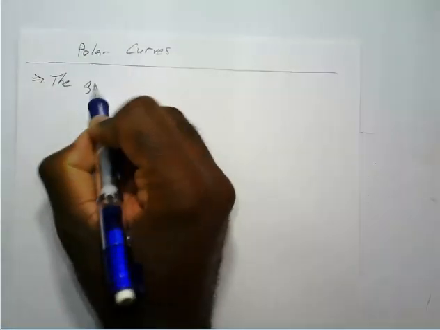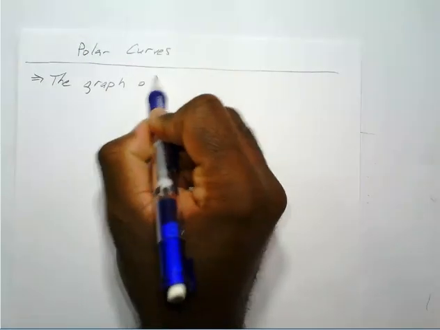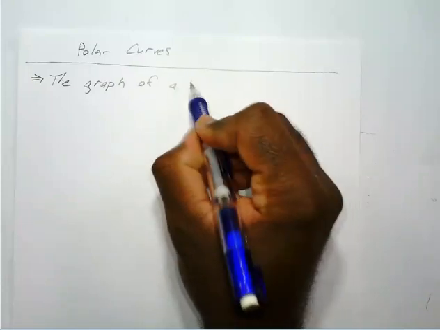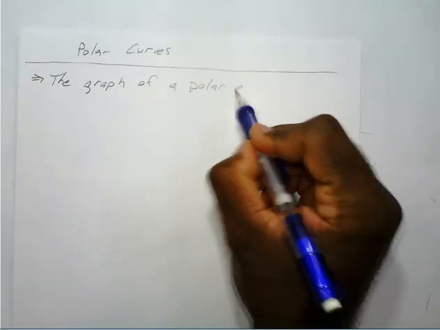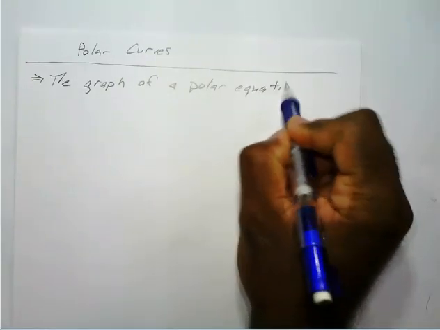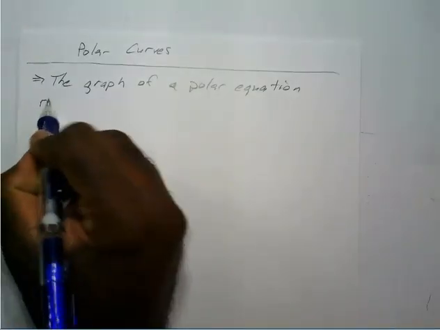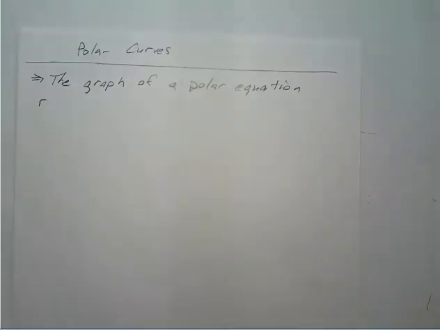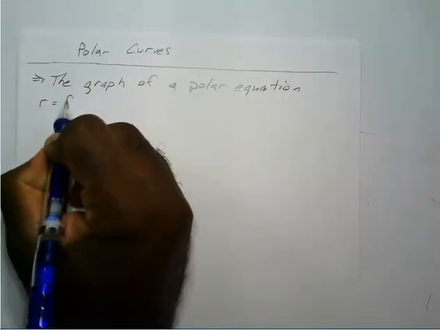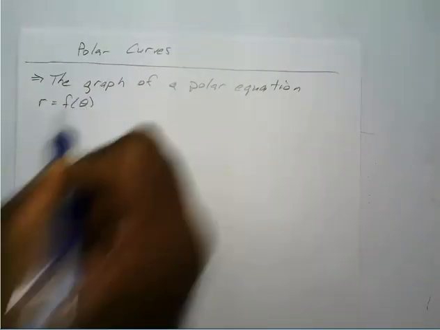So the graph of a polar equation, which is our polar curve, and our r, remember r is equal to the square root of x squared plus y squared, or you could make it r equal to the square root of sine squared theta plus cosine squared theta. It all depends on which form you have it in, but for the most part r is just going to be a function of theta.